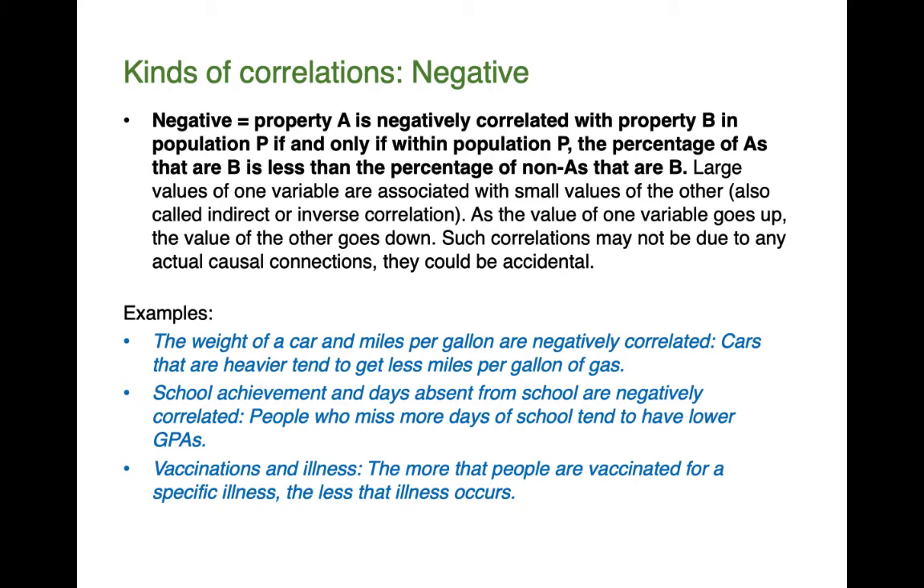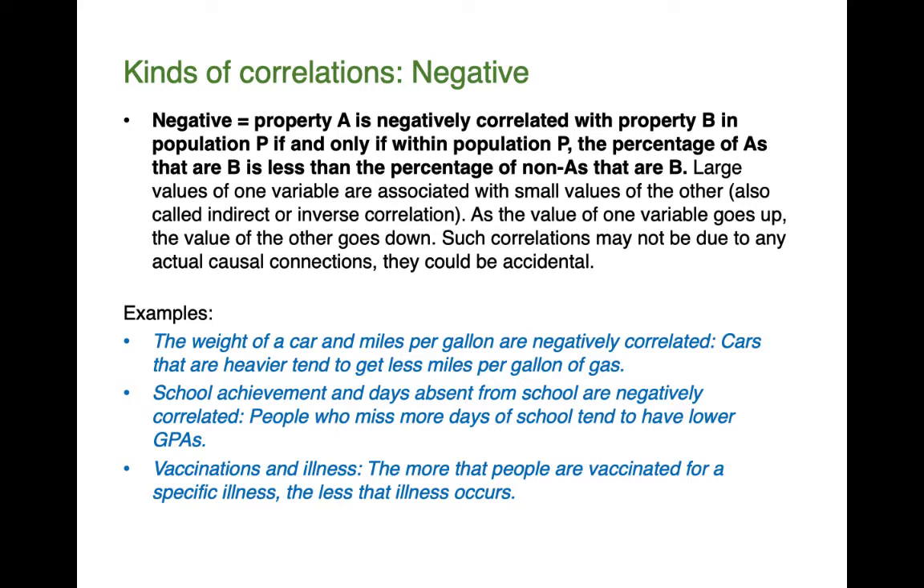Negative correlation, what's that? Property A is negatively correlated with property B in a population if and only if within that population the percentage of A's that are B is less than the percentage of non-A's that are B. Large values of one variable are associated with small values of another. This is also called indirect or inverse correlation. As the value of one variable goes up, the value of the other goes down. In the case of the pirates and global average temperature increases, we see a negative correlation. Again, they may not be due to any actual causal connections. I mean, they could be, but they could also be accidental.